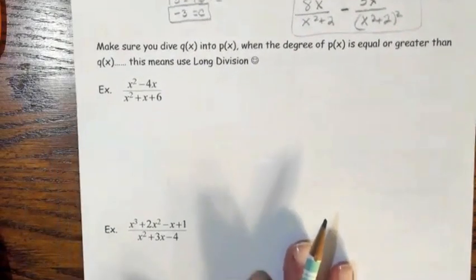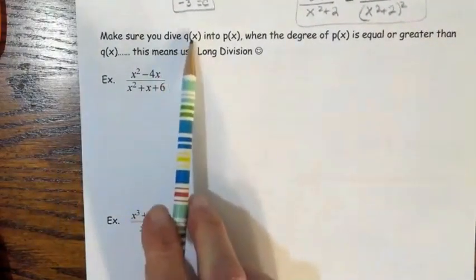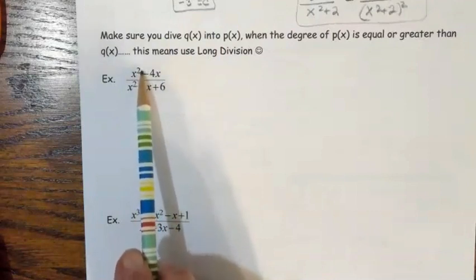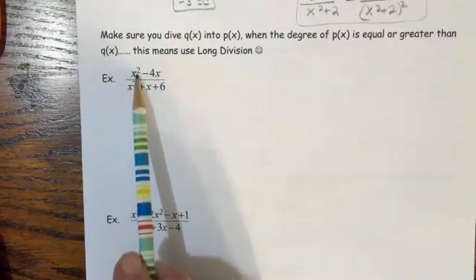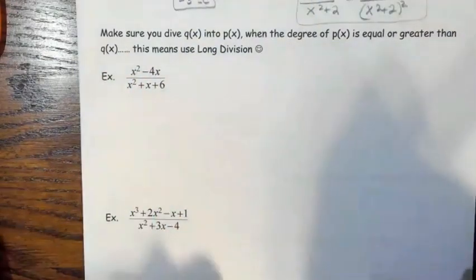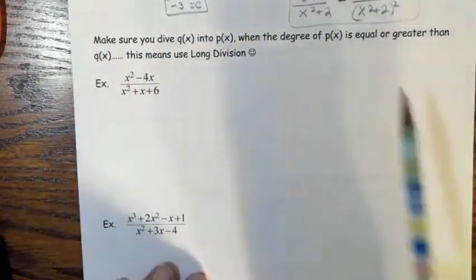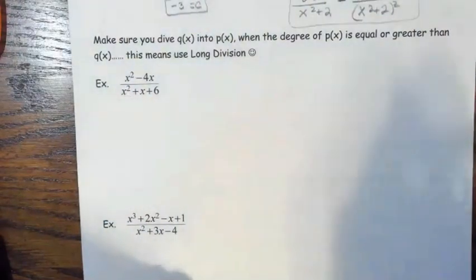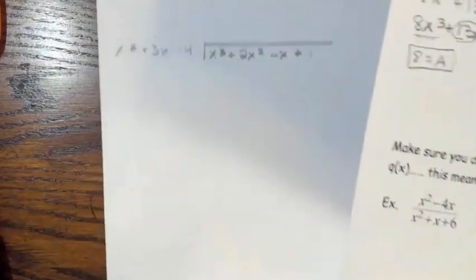All right, on this next one, it says make sure you divide. The reason I have to divide is, remember when I talked about this numerator has the same degree as the denominator, so I have to actually divide this. So what I went ahead and did, and I have to use long division because I'm dividing by something that's not a linear term. So I have this little long division thing over here.